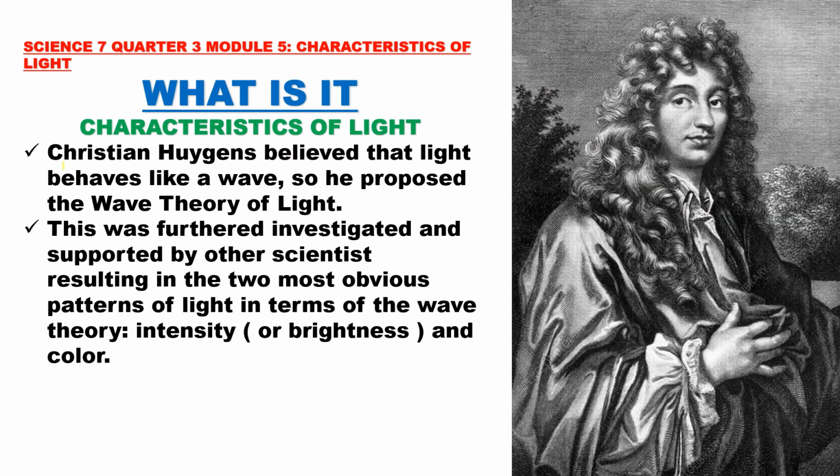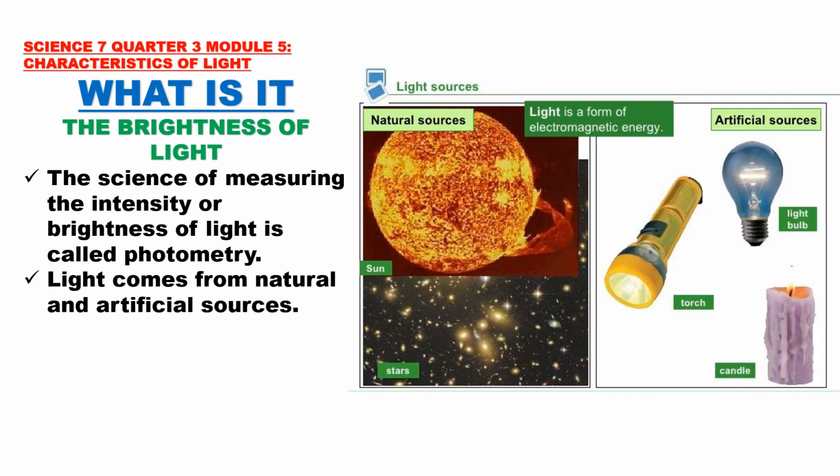Next, Christian Huygens believed that light behaves like a wave, so he proposed the wave theory of light. This was further investigated and supported by other scientists, resulting in the two most obvious patterns of light in terms of the wave theory. The first one is intensity or brightness, and the second one is color. The science of measuring the intensity or brightness of light is called photometry.